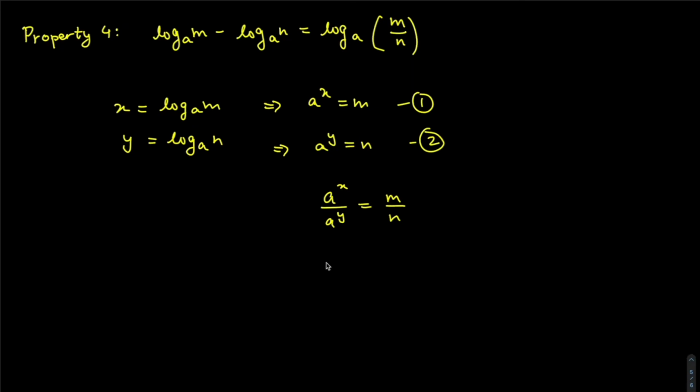I want to simplify this. I can write this as a raised to the power x minus y is equal to m divided by n, like this. If I take the log on both sides, I'm going to get log base a m divided by n is equal to x minus y. Again, comes to the original property that I just stated, right? Very simple. It's the same thing, right? It's not some rocket science thing, right? Let's look at property number 5.